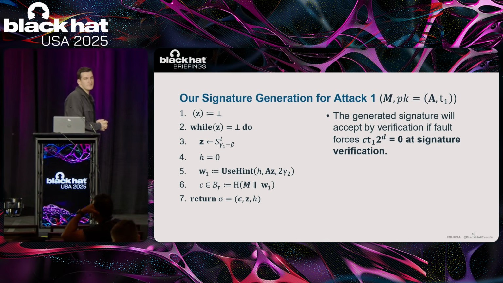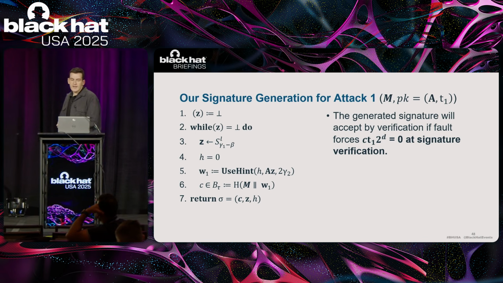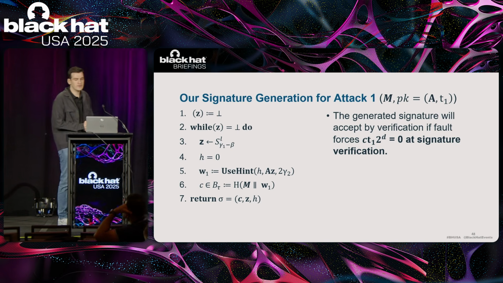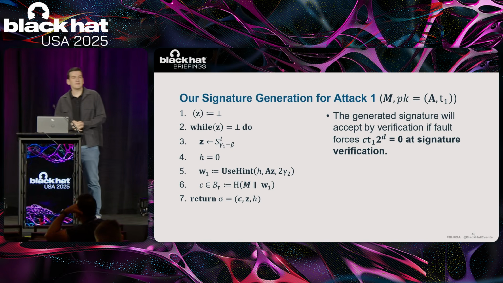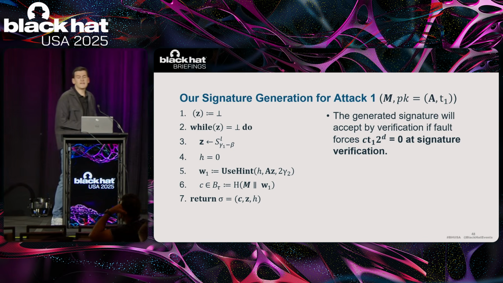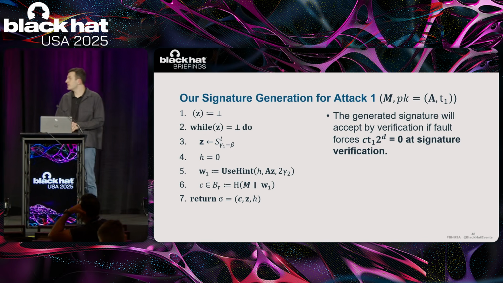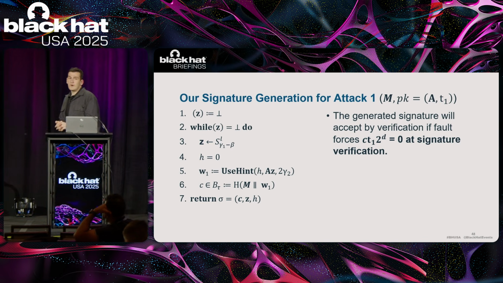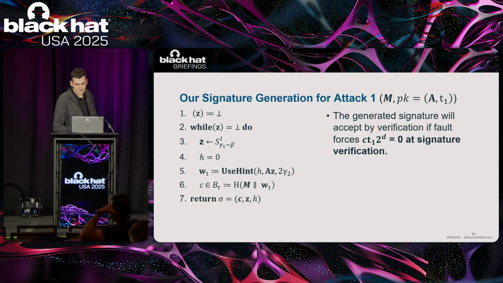And for easier implementation, we modify these algorithms a little bit. Here, you can see the signature generation algorithm for attack 1, which you can use to sign your arbitrary message with a public key. And then, if you can set the value of c·t1·2^d to 0 at the verification, then it will accept your signature as correct, because it will calculate the same challenge.